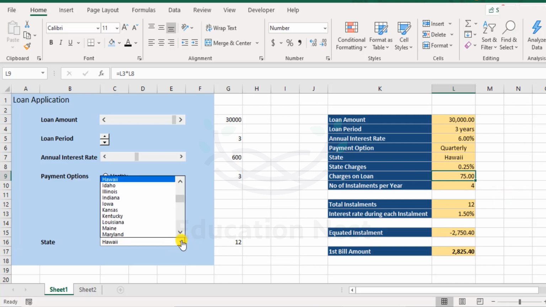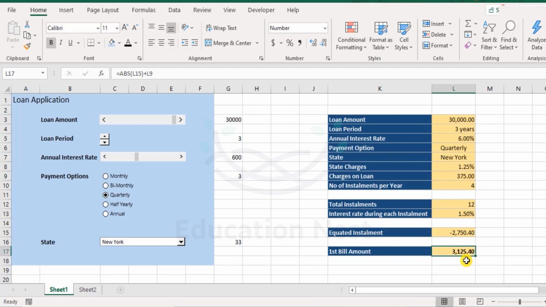Well, in case it's not Hawaii, let's try it out with Missouri. It's 0.5%. Let's try New York. It's 1.25% on the loan amount, that's $375. That's a total of $3,125 as your first bill amount. And from the next installment onwards, you'll be paying this flat amount.